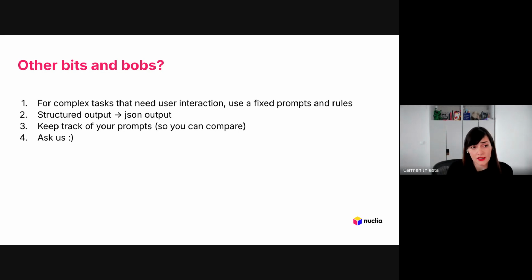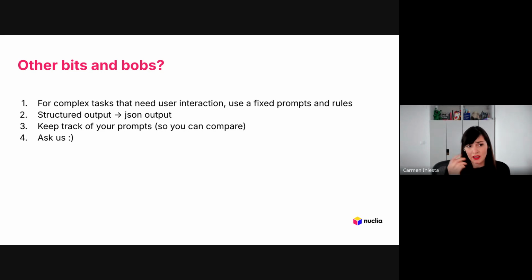One thing is that for complex tasks that need user interaction or user customization, we use a fixed prompt with rules. For example, Eudal was mentioning at the beginning the extraction of tables or the extraction of documents visually. For that, at least in Nuclia, we provide users a set of rules. We have our very specific prompt that we've tailored and worked on for a very long time. For users to be able to customize it, we offer that they can input a set of rules that we then inject in our prompt. That's very useful for us, so for some cases where you need customization, it could be useful for you.